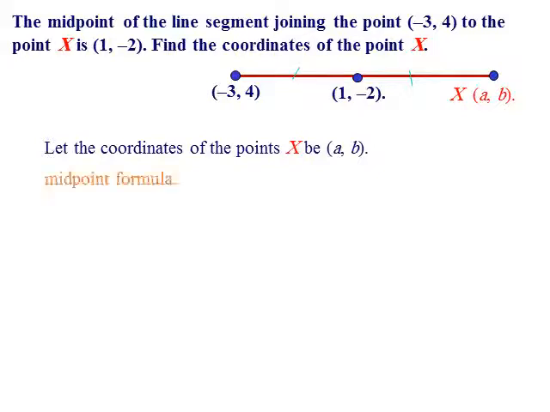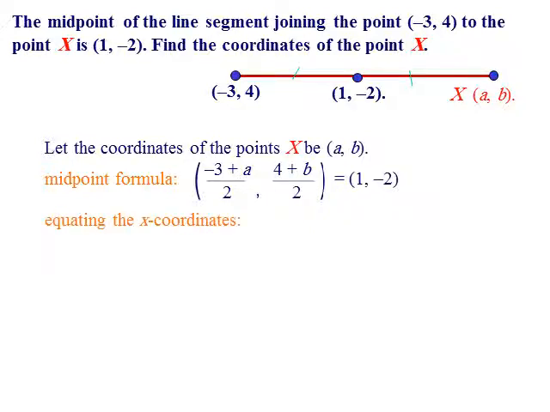Then apply the midpoint rule. Here we have (-3 plus a over 2, 4 plus b over 2), and of course the midpoint equals (1, -2). Two equal ordered pairs means the x coordinate of the first equals the x coordinate of the second, and also the y coordinate of the first equals the y coordinate of the second. -3 plus a over 2 equals 1. Then multiply both sides by 2, or cross multiply. -3 plus a equals 2 times 1, which equals 2. That means finally a equals 2 plus 3, which equals 5.